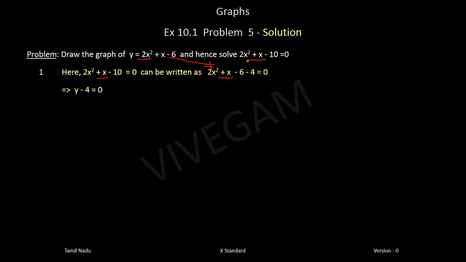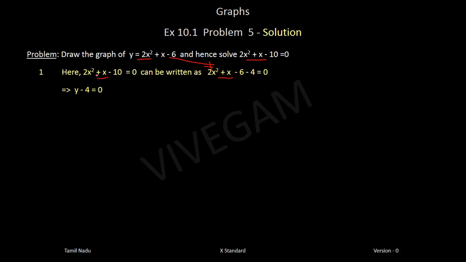As I've been telling previously, had they asked us to solve only this, it's very easy. You write y equal to 2x square plus x minus 10 and draw the graph. It will cut the x-axis at 2 points and that is the solution. But since they have given the graph of another equation, and they're asking us to use that to solve this, what we need to do is write the equation which needs to be solved in terms of the given equation.